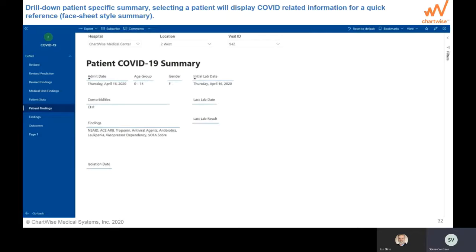This right here is a view that if you click down to an individual patient, you can see what their admit day was, what age group they're in, their gender, what were their comorbidities, as well as the findings found for that individual patient.